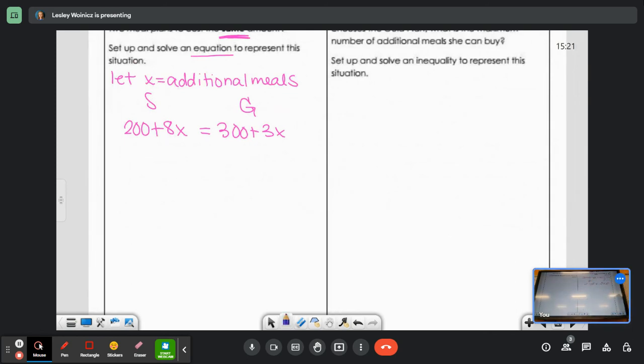All right, it's time for some mental math. I think you can do it. I think we're ready. If I subtract 200 from both sides, what is 300 minus 200? Yeah, so that would give me 8x equals 100 plus 3x. If I subtract 3x from both sides, what is 8x minus 3x?